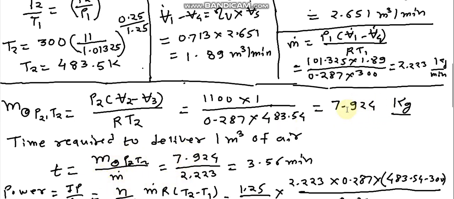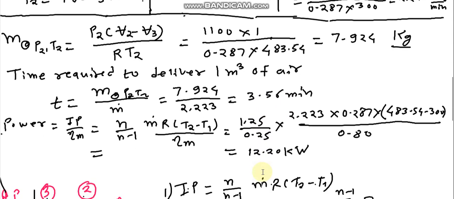Okay, the mass flow rate at P2V2 is 7.924 and the mass flow rate at suction is 2.223. We get the time required to deliver this much quantity as 3.56 minutes. Now we find out the integrated power. What is it asking?